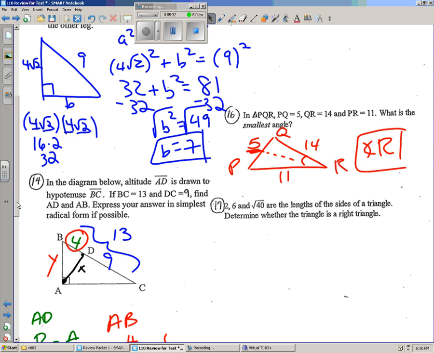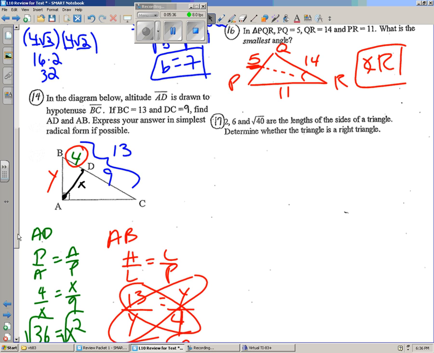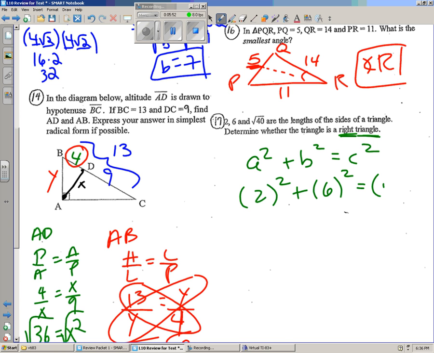Number 17 says, 2, 6, and square root of 40 are the lengths of the sides of a triangle. Determine whether the triangle is a right triangle. Again, right triangle, Pythagorean theorem time. A squared plus B squared is equal to C squared. Your legs, or potential legs, are 2 and 6. Those are the smaller pieces. And the square root of 40 is the large piece.